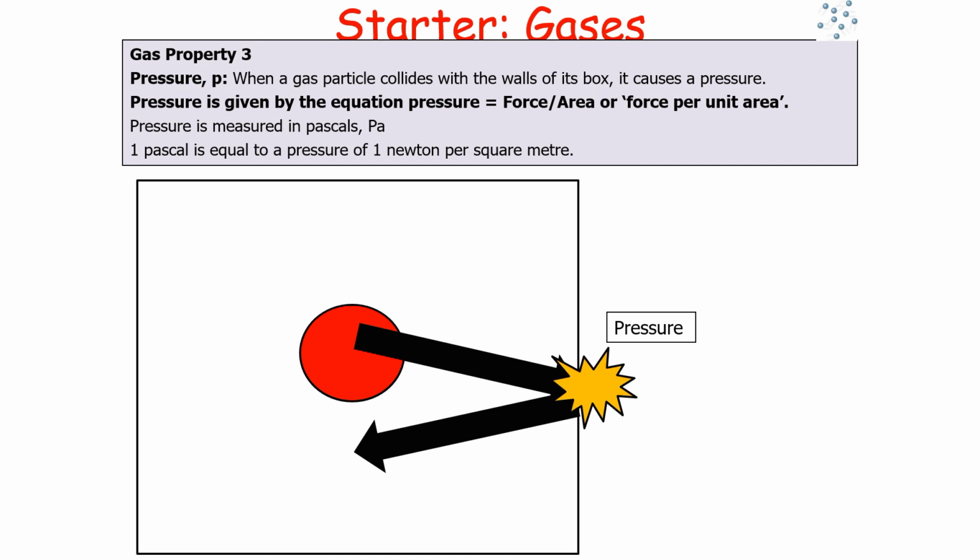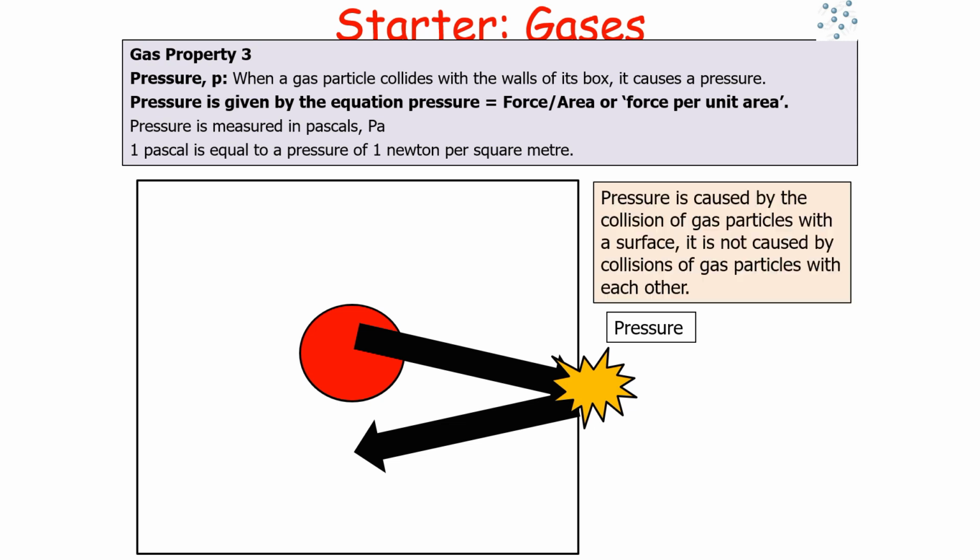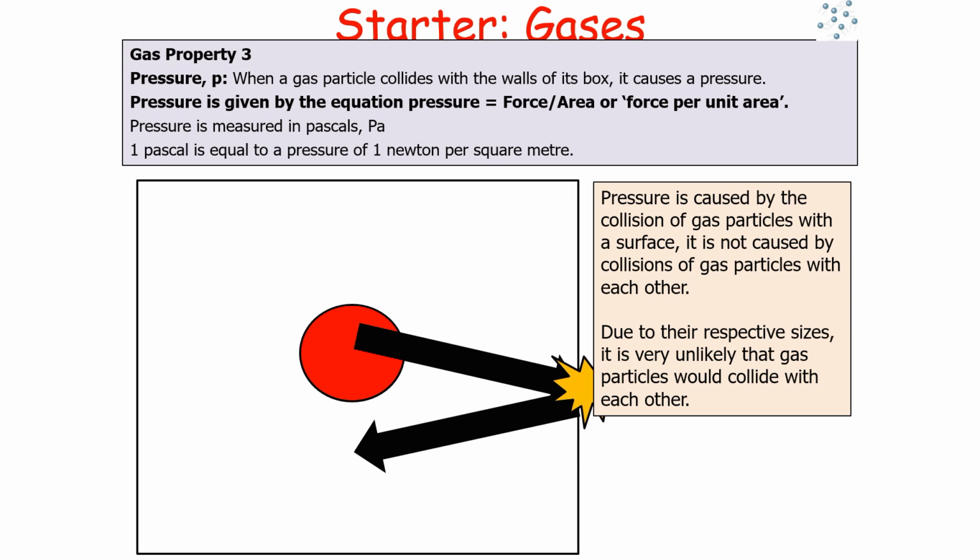Now pressure is measured in pascals, where 1 pascal is equal to a pressure of 1 Newton per square meter. Now pressure is caused by the collisions of the gas particles with the surface of the container it is in. It is not caused by the collisions of gas particles with each other, because due to their respective sizes, it's very unlikely that gas particles would collide with each other.